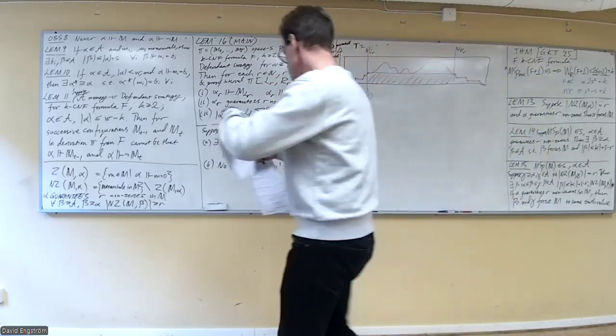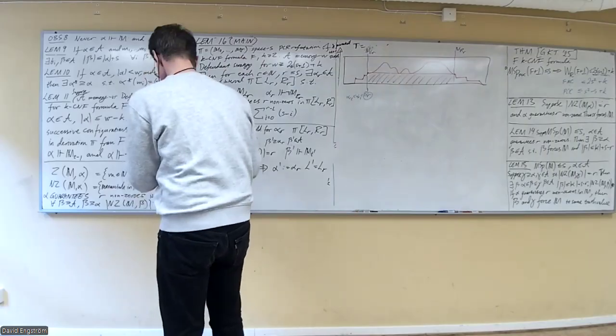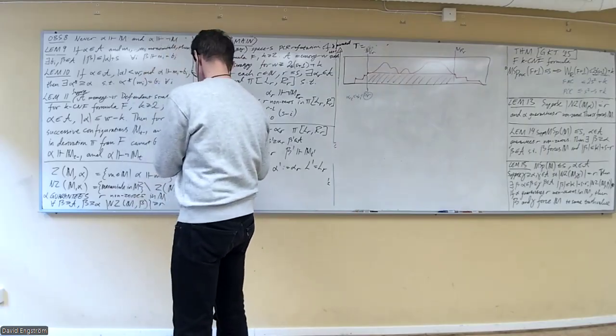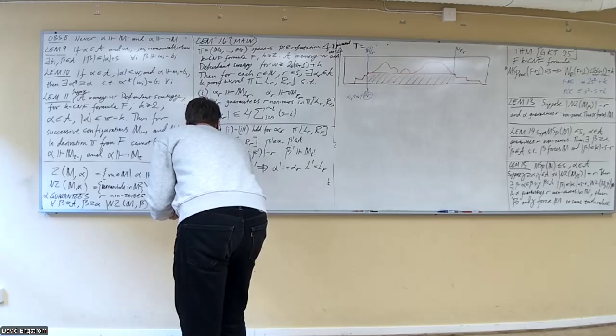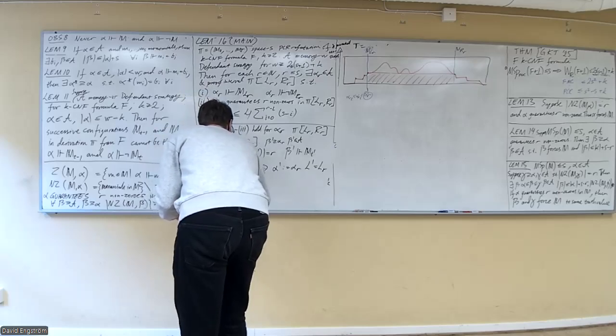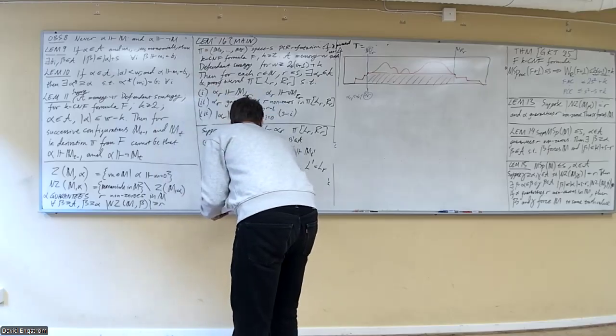So case B is, case A is like the case where we need to do some work. So we fix a maximal T prime and the corresponding beta prime.